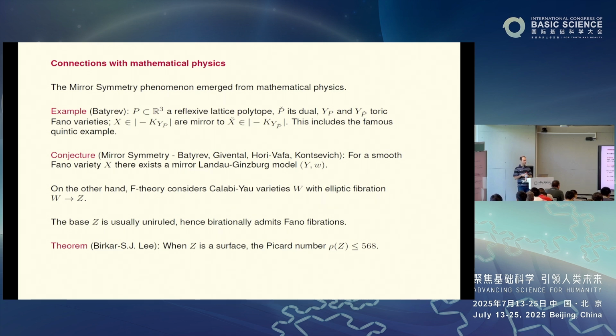In a very different direction, there is another way of connecting Fanos with physics, and that is in the setting of F-theory. In F-theory, you quite often consider Calabi-Yau's which have an elliptic fiber structure. For example, you have a Calabi-Yau threefold, which is fibered over a surface. The fibers are mostly elliptic curves. Of course, you have special fibers as well. And then to understand this Calabi-Yau, one of the first steps is to understand the base.